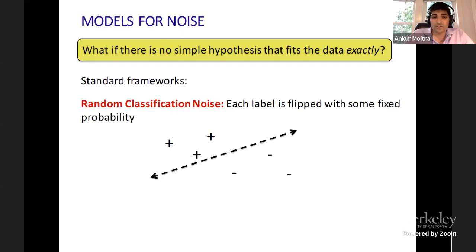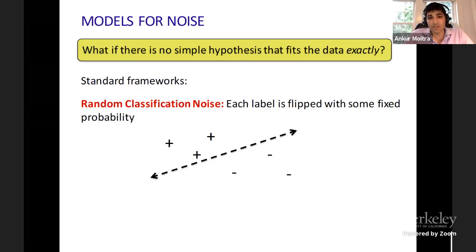And now we're going to reach some forking paths here, because there are a few different ways that you can think about what this noise looks like. Let's start off with the easiest model for noise, the easiest one to cope with. So one thing that could happen is that each label could be flipped independently with some fixed probability, let's say a third. Now this is called random classification noise.